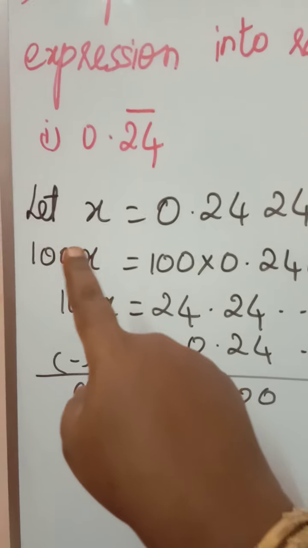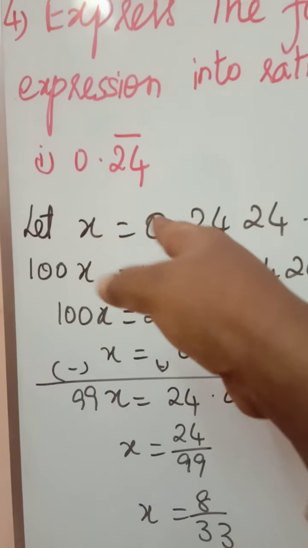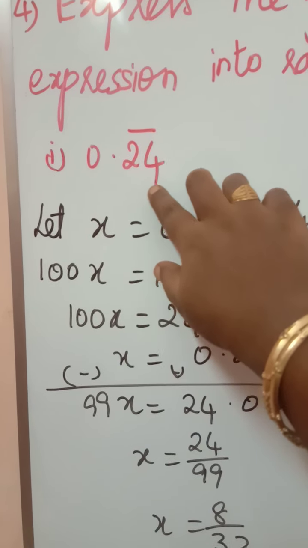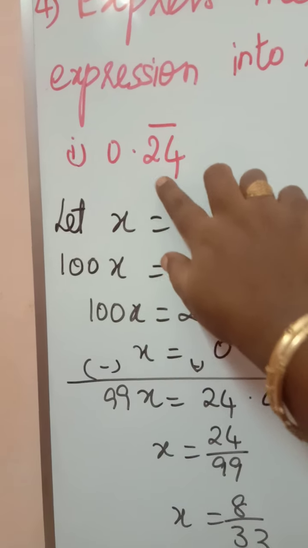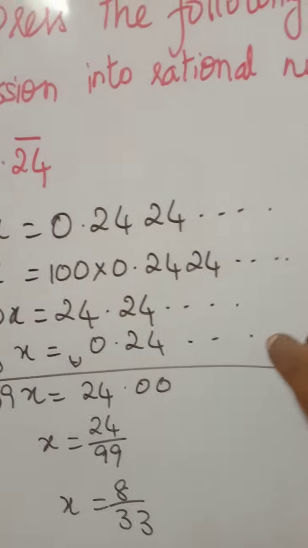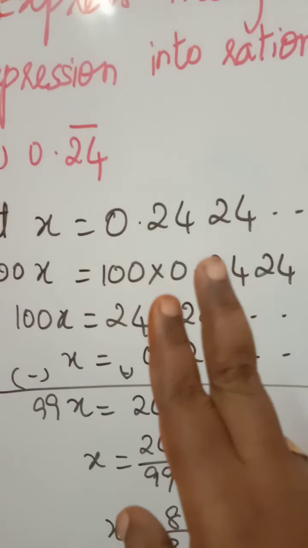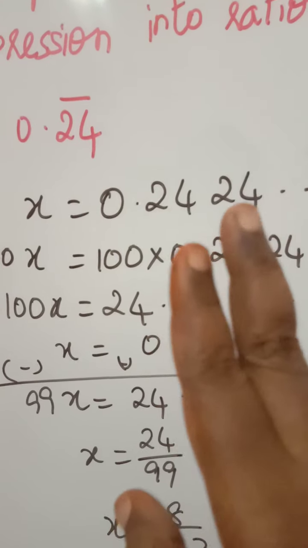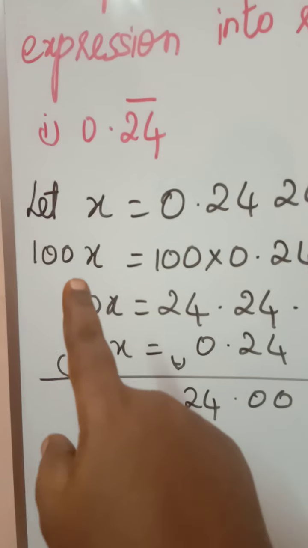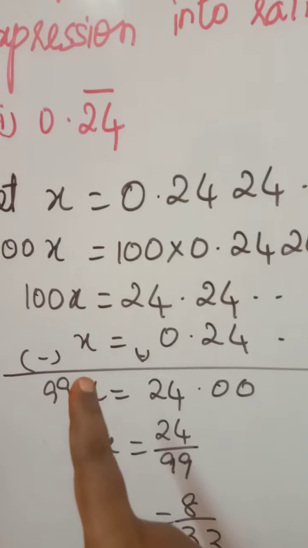First step, let x is equal to, here only repeating numbers are there, so straight away we can go. x is equal to, how many numbers are repeating? 2 numbers, 2 and 4, so 0.24. What is the meaning of this number? 0.242424, etc., it is going on. How many numbers are repeating? 2 numbers. If 2 numbers are repeating, 2 zeros, just keep it in mind like that. That means we have to multiply by 100, both the left hand side and right hand side.